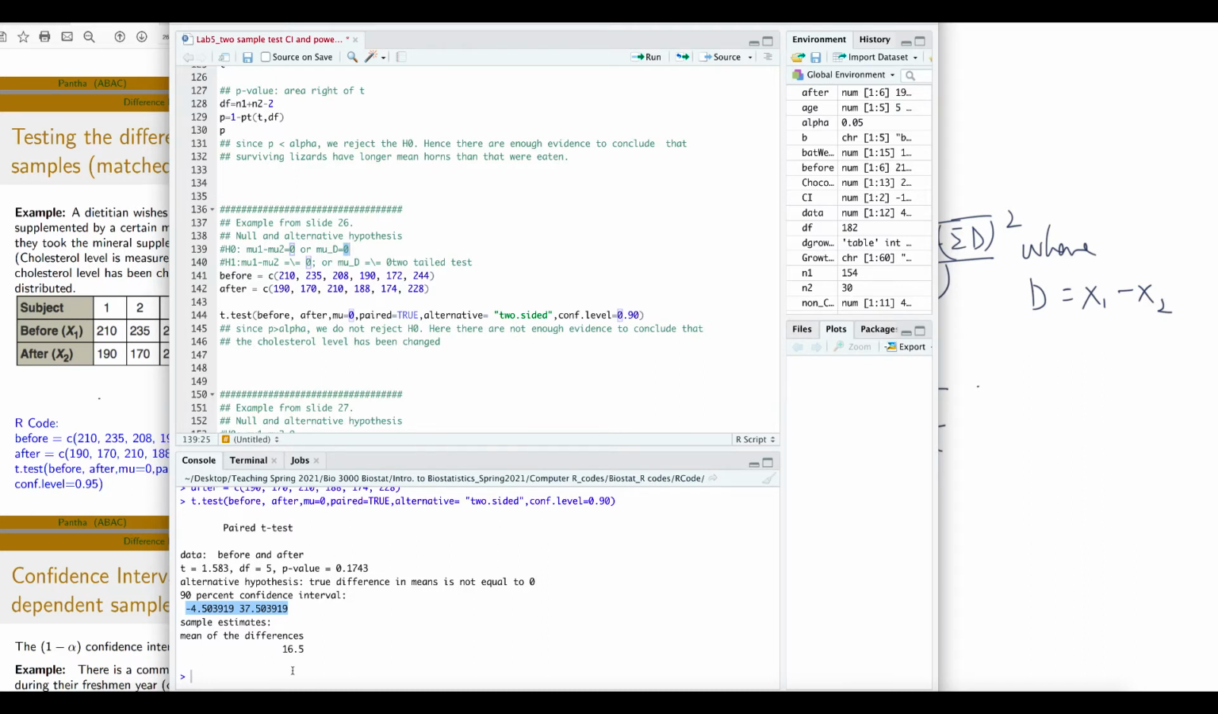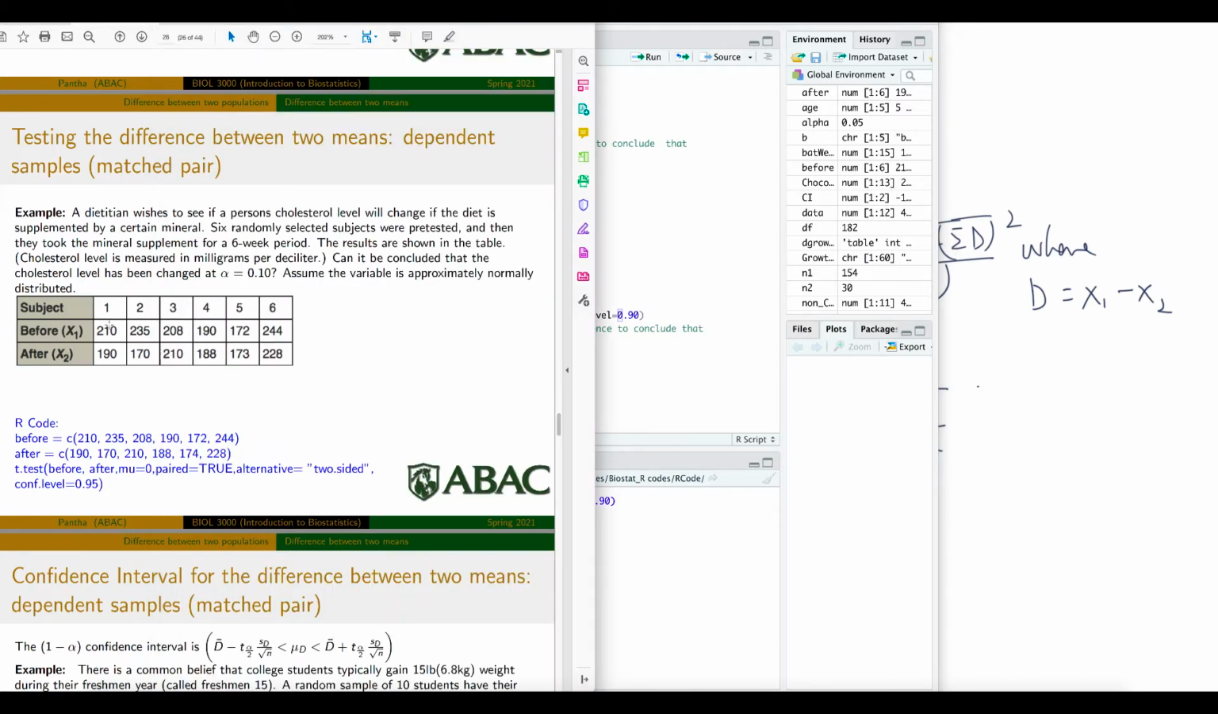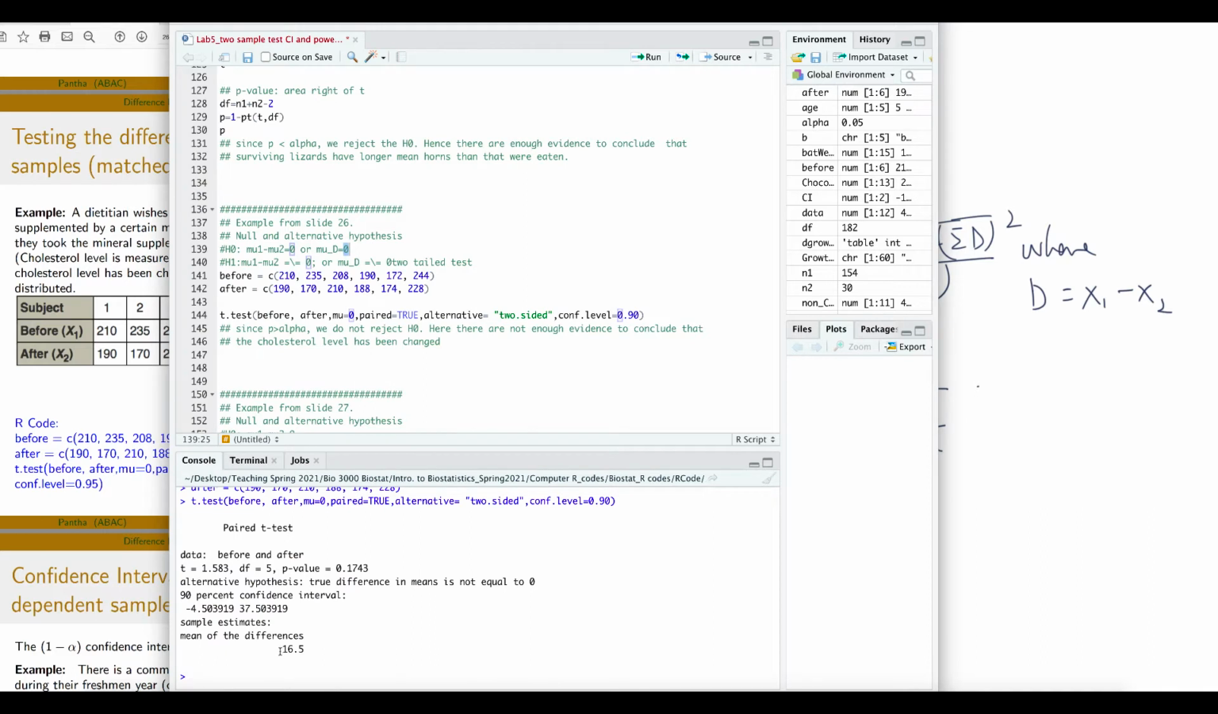Okay, so what is this? Mean of the difference is basically what they did: they found this minus this, this minus this, this minus this. That will be mu d, right? That is the d. So D is the difference of all these numbers, and they found the average, or the mean, of that difference. That is 16.5. That's what they noted here.